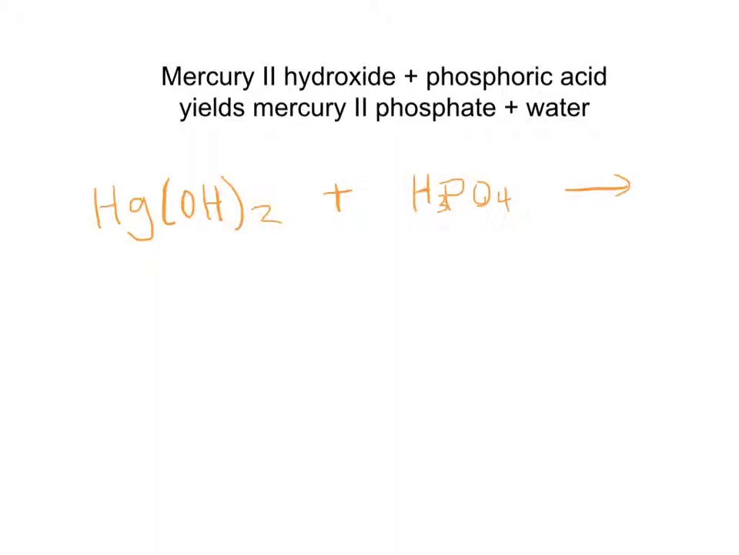So again, mercury has a 2 plus charge. Phosphate has a 3 minus charge, so I got to do that crisscross, that kind of switcheroo thing. Okay, and then so phosphate, PO4, and I need 2 of them because mercury has a 2 plus charge, and then water. Good.